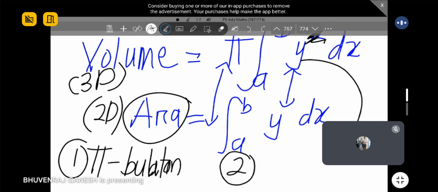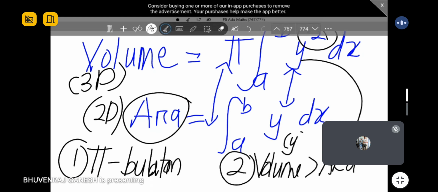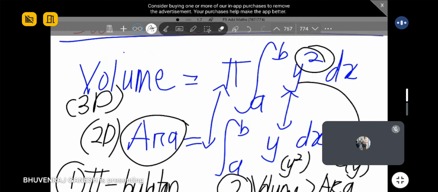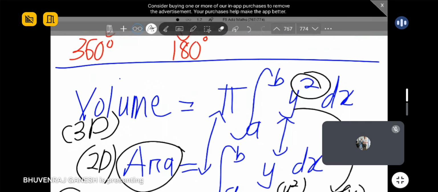So to make it different, untuk gandakan nilai dia, to make the value much bigger, kita letak kuasa 2 kat sini. Do you all understand? Because y kuasa 2, nilai dia akan bertambah. Am I right? That's why volume akan greater daripada area. So that's why kita guna y kuasa 2. Understand now? Do you get the concept? Why the formula is like that? So now you will understand the formula. Kenapa macam tu? Other than that, everything maintain the same. So just remember pi and y square. Okay, and also terbalik.